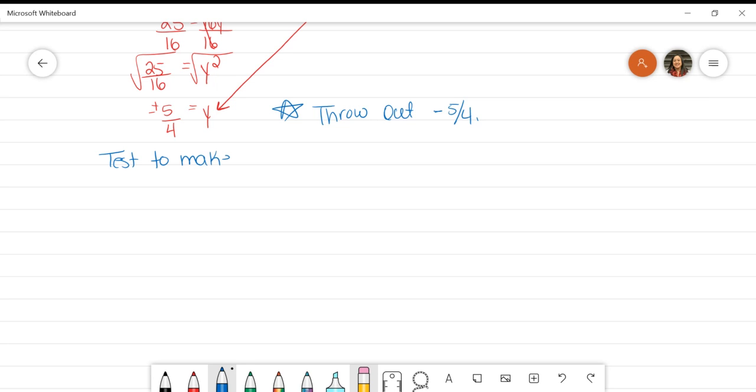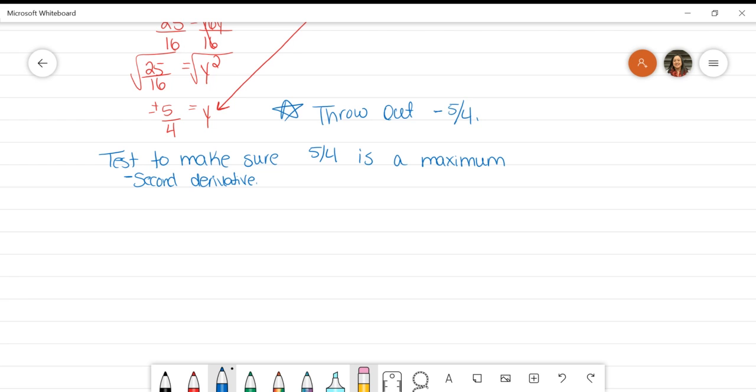So what I need to do here, I need to test to make sure that 5/4 is a maximum. Now, how do I test to see if it's a maximum? I can use the second derivative for that. So I'm just checking myself. I'm assuming that's the number I need. It's the only one I could possibly use. But I just want to check and make sure that that positive 5/4 would give me a maximum.